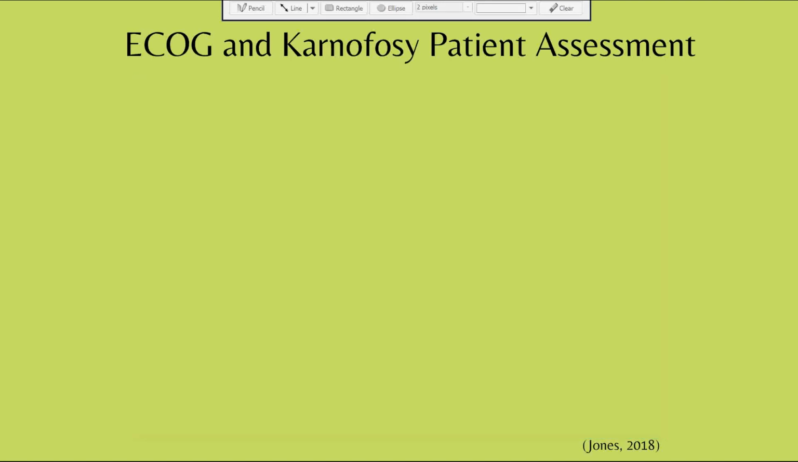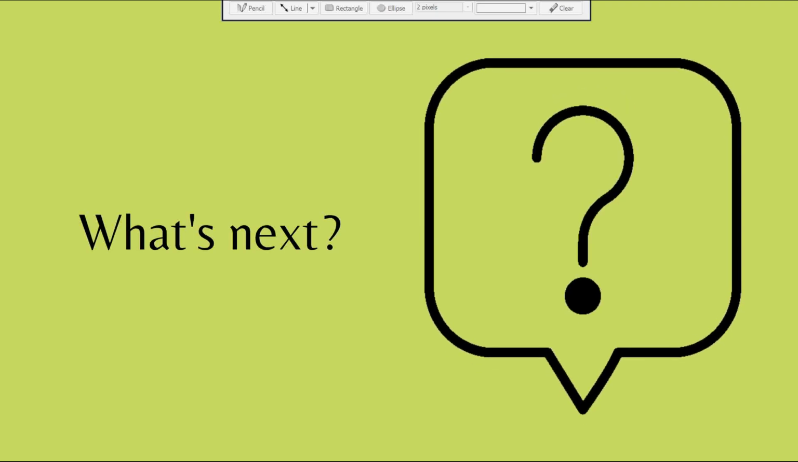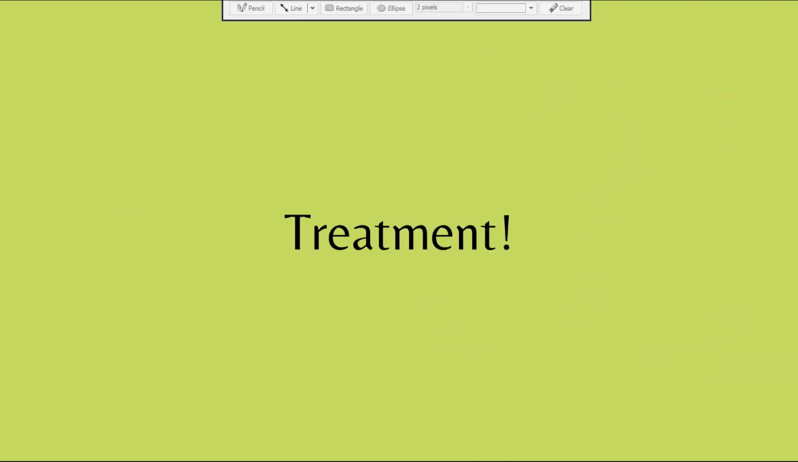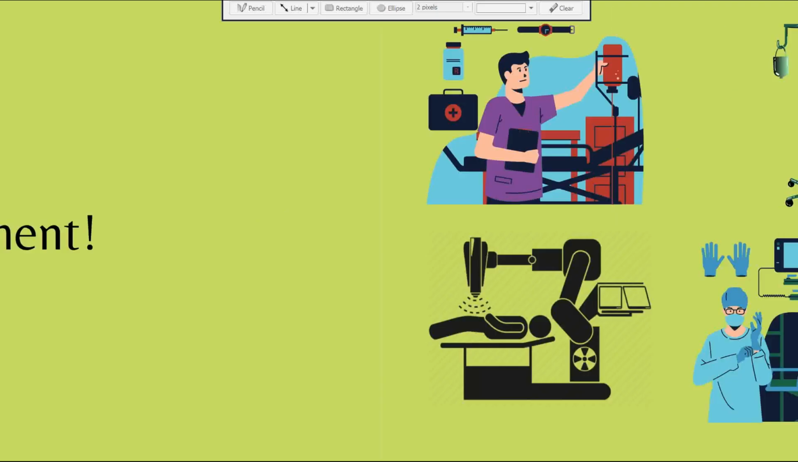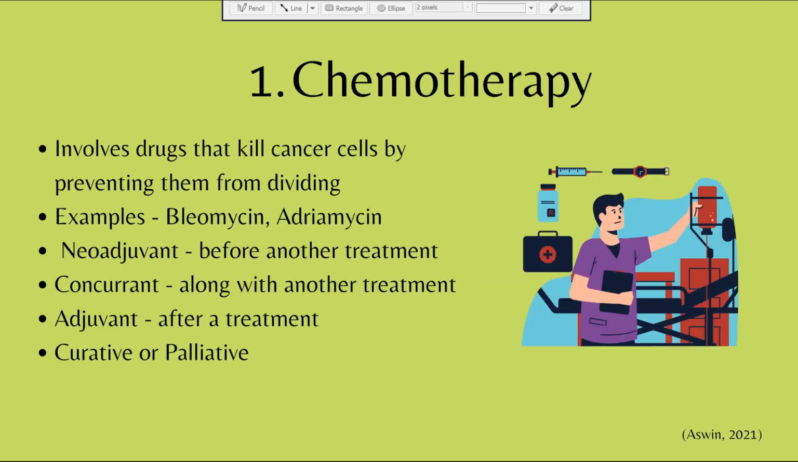Now that the pathology report has been submitted and the cancer diagnosis is more detailed, we will now move on to treatment. There are many different types of treatment. Specifically, there are 6 types of main treatments used for cancer. The first type of therapy is chemotherapy. This involves drugs that kill cancer cells by preventing them from dividing. Examples include bleomycin and adriamycin.